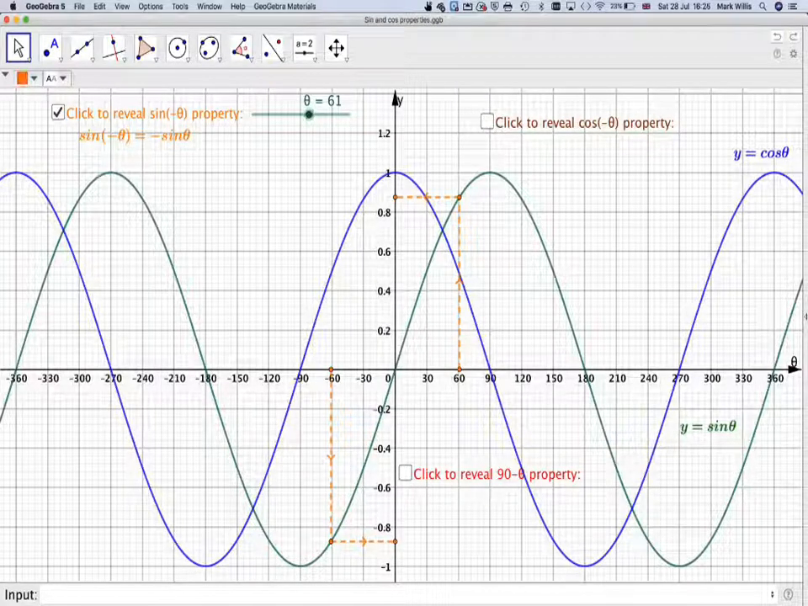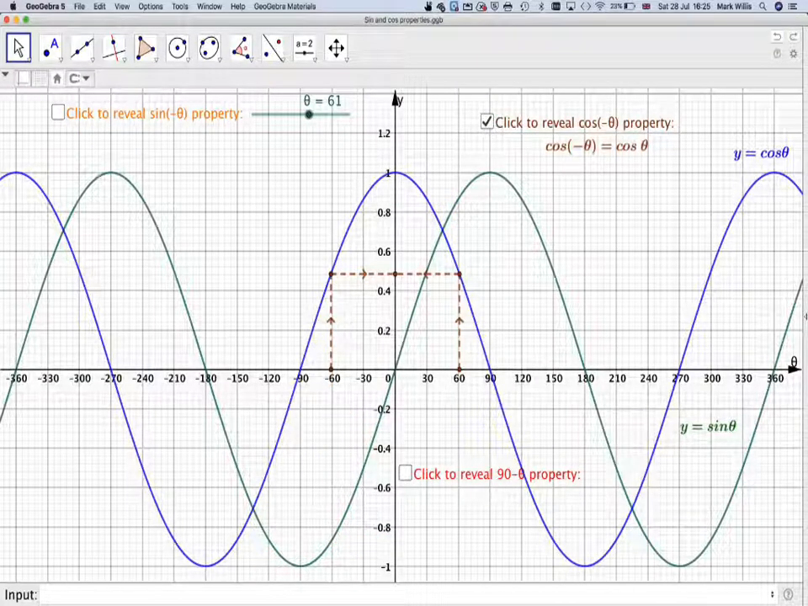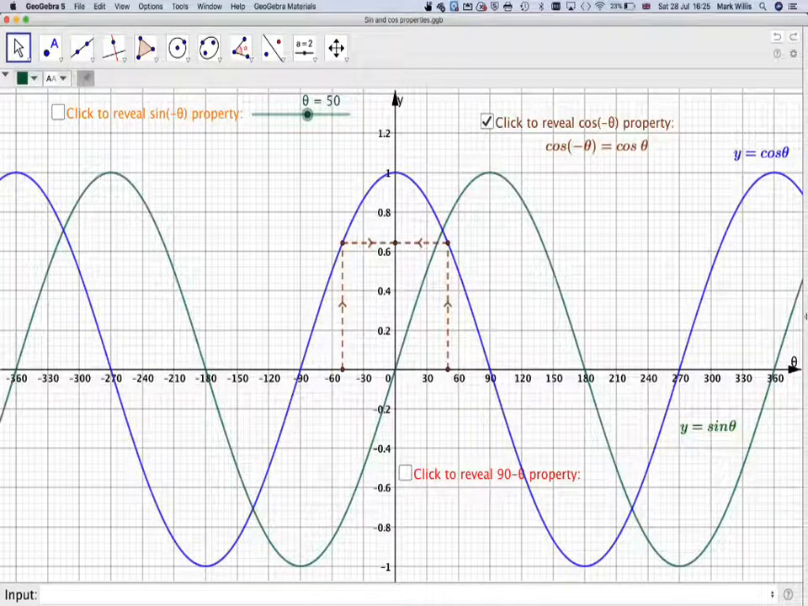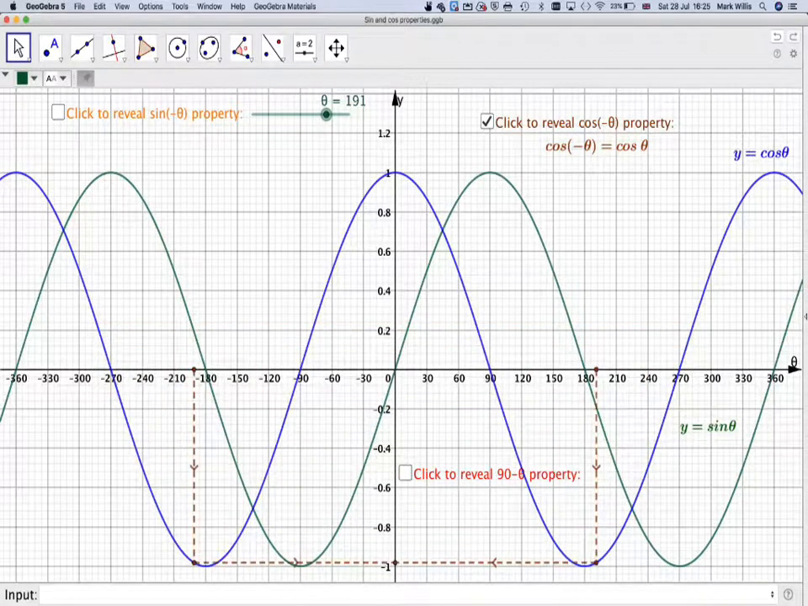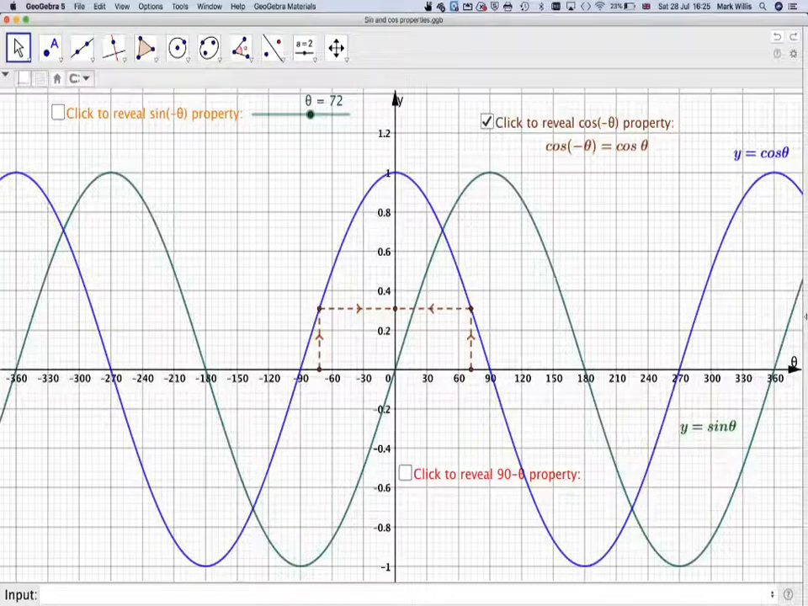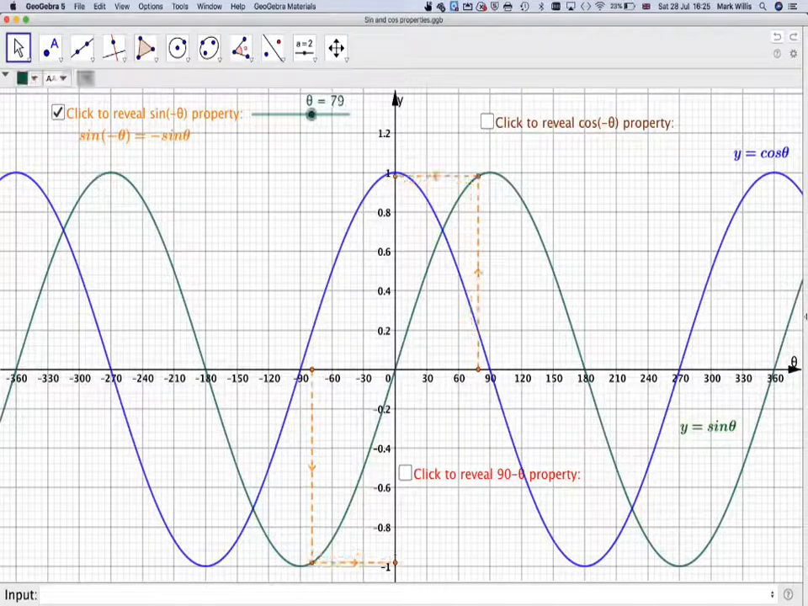And that's worth remembering. If I do it for cos, let's take 50 degrees, for example. Cos of 50 degrees gives me this value, and cos of minus 50 gives me this value. It doesn't matter where I move this along, that is always true. Cos of minus the angle is always going to be the same as cos of the angle. That's because cos is an even function, and sine is an odd function. Wherever I move it, sine values are always going to be in the opposite direction, because sine is an odd function.